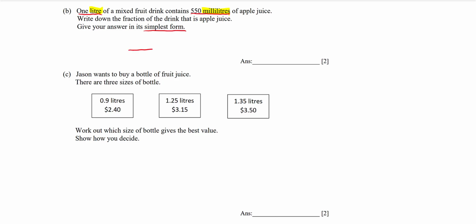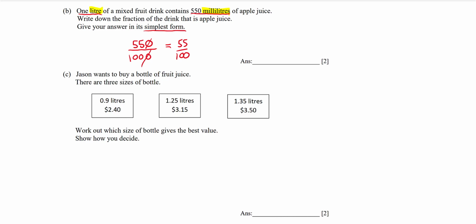So we know it's going to be out of 1000, and we've got 550 milliliters as apple juice. So we've got 550 out of 1000. We can divide both by 10, so we can cancel out there. So that's going to be 55 over 100.